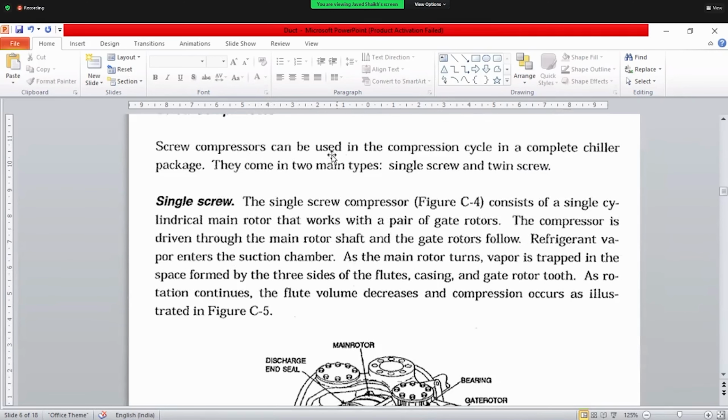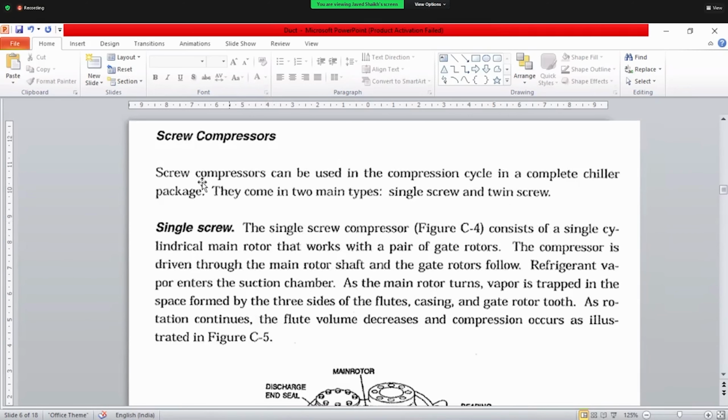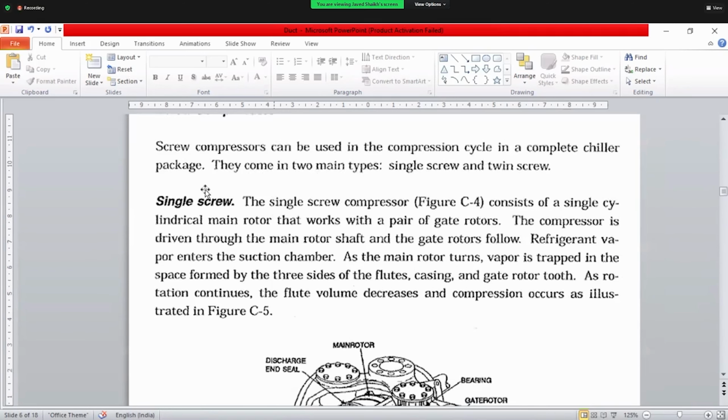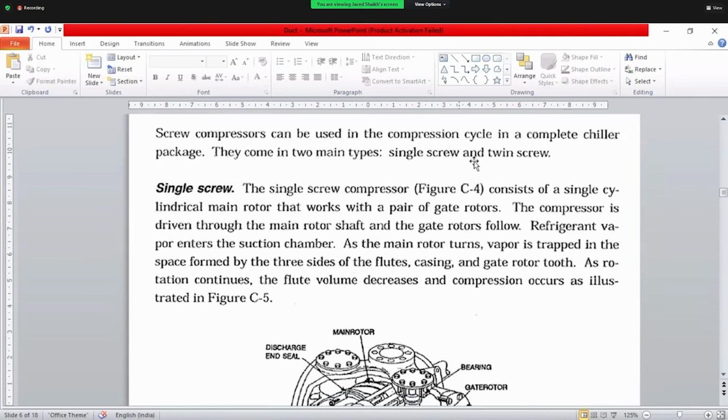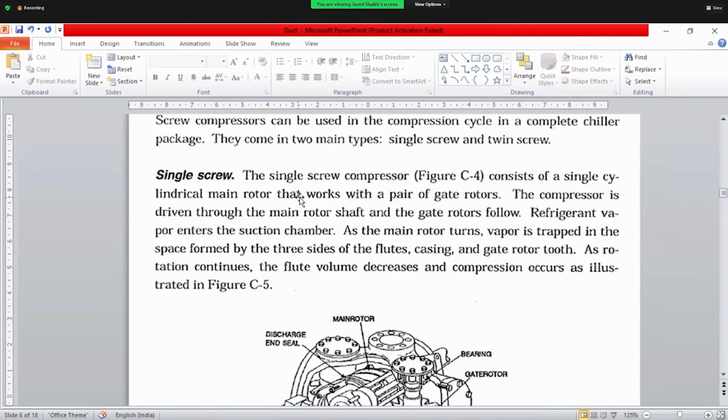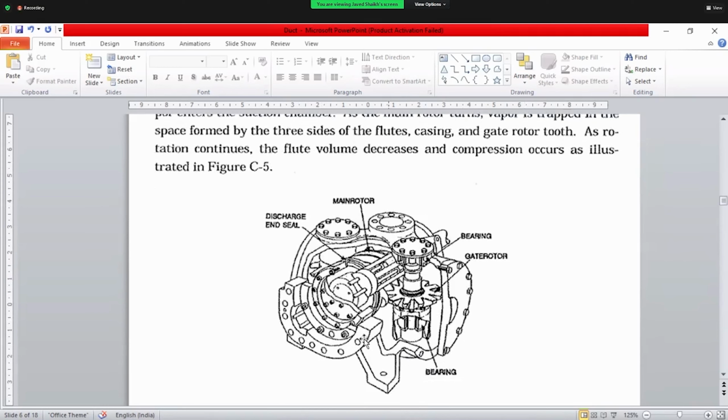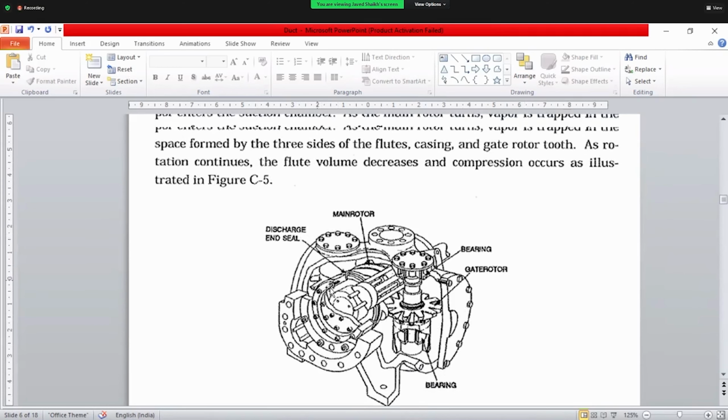A screw compressor can be used in the compression cycle in a complete chiller package. They come in two main types. As we have seen, centrifugal compressor and reciprocating, the next is the screw compressor. So what is a screw compressor? It comes in single screw and twin screw. This is a screw compressor, and it looks like this inside section.